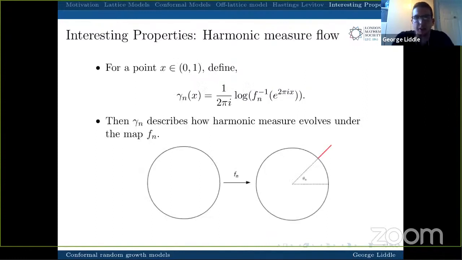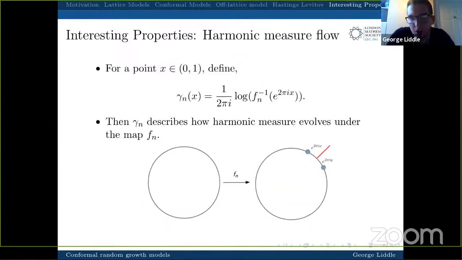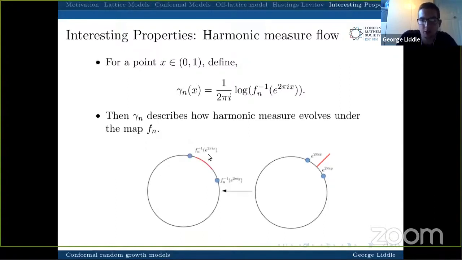So what we study in this case is the harmonic measure flow. Now, what do I mean by that? Well, consider 2 points on the boundary of the image of the disk. We've attached this particle here. Now, what's the harmonic measure between these 2 points? Well, we know, as we described earlier, that the harmonic measure is just going to be the difference between their inverses, because we've got this conformal map F.